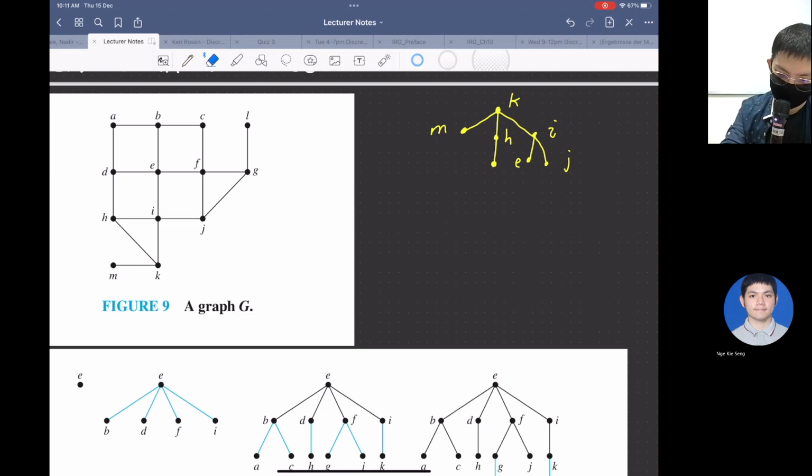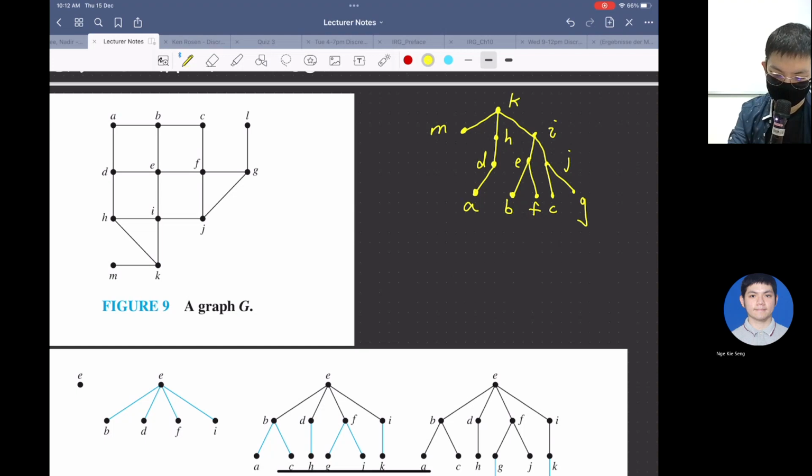How about D? D connects to A, and connects to E. But E is already in there. How about E? E connects to B, and then E connects to F. How about J? J connects to F, J connects to E, J connects to C, J connects to G. A connects to B. B done. B connects to C. C done. F connects to J. J done. G done.